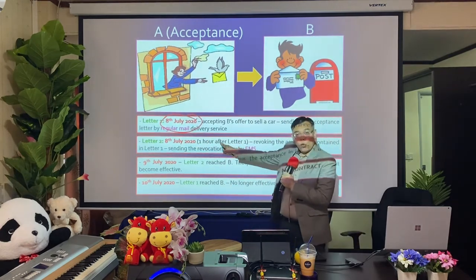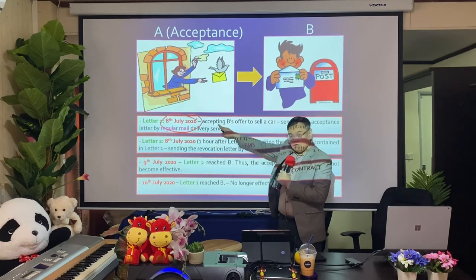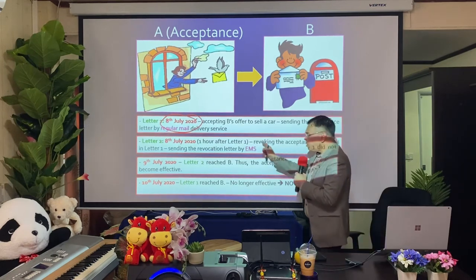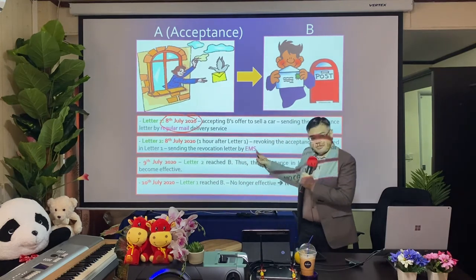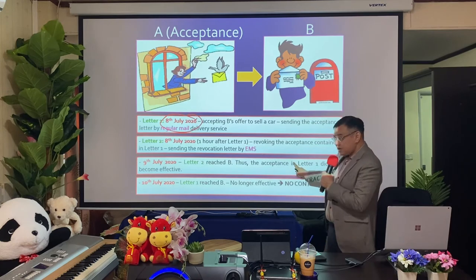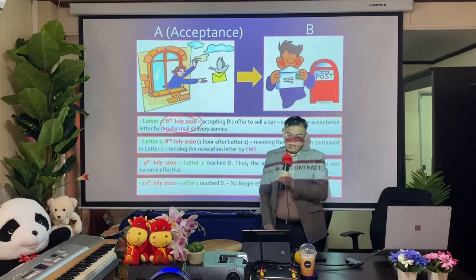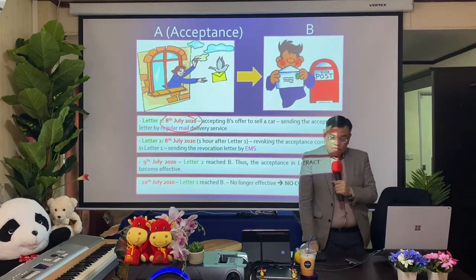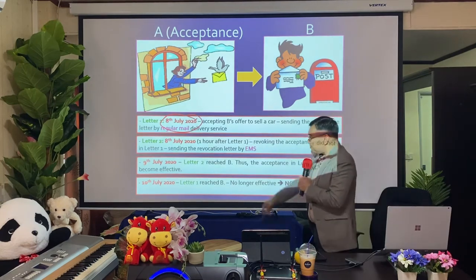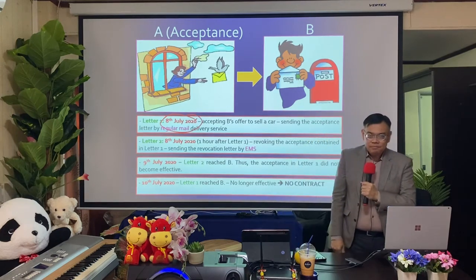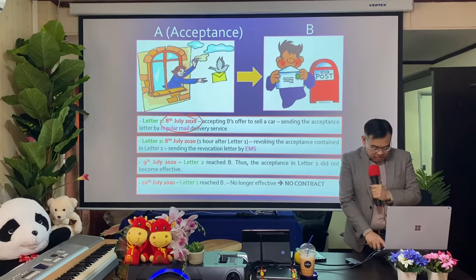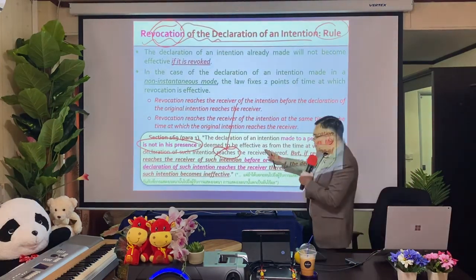So the second letter, which was intended to revoke the first letter, which was intended to revoke the original intention, reached B on the next day, say on the 9th of July 2020. The second letter which was sent by the EMS service reached B, that means that the revocation reached the other party before the original intention. So in this case, the revocation became effective and therefore put an end to the original intention. So the acceptance which was made by A in the first place ceased to be effective because the revocation reached the other party before the original intention.